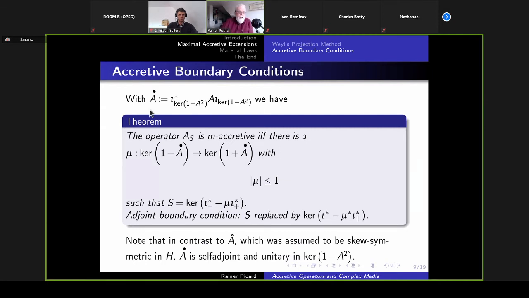Okay, another little comment about why I'm writing a dot here. The A circ was skew symmetric, and I found this very curious when I first observed it. The skew symmetric A circ produces in the boundary data space an A dot, which is then the opposite, so to speak. It's self-adjoint, and it's also unitary in this kernel. So that's why I thought it would be good to have a separate notation for this operator.